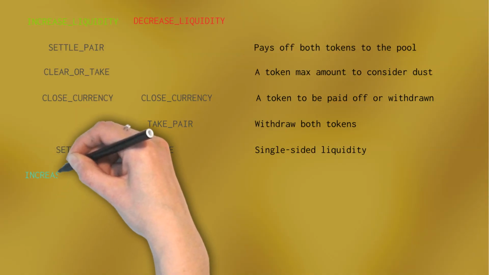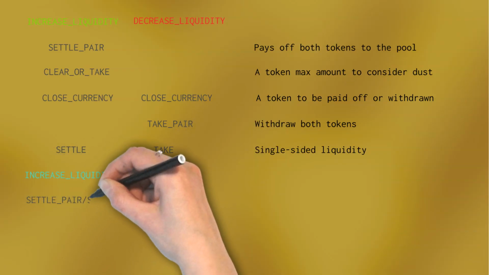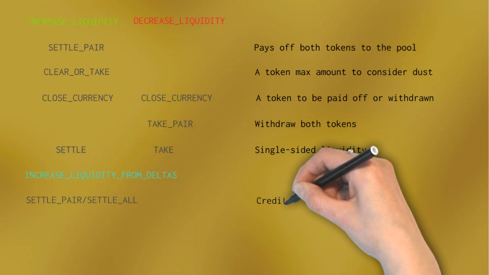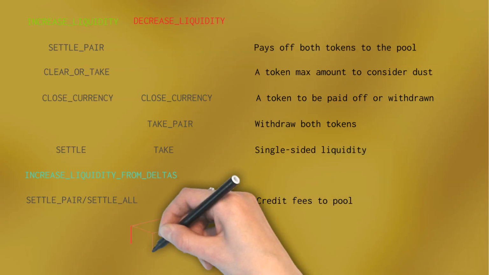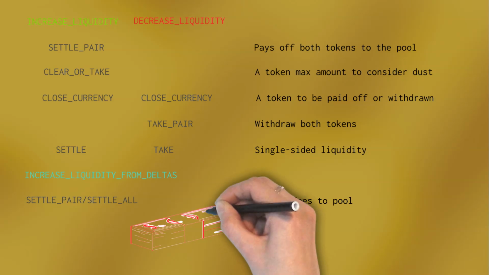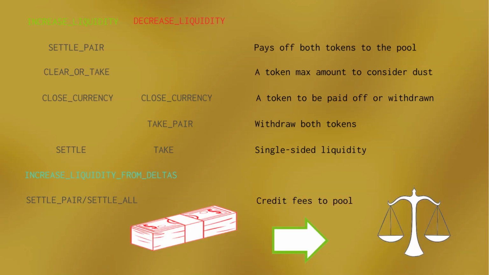Last but not least is increase liquidity from delta action combined with settle pair or settle all action to credit earned fees to increase the pool's liquidity. Uniswap recommends performing liquidity operations before delta resolving actions to minimize token transfers and leverage flash accounting efficiently.